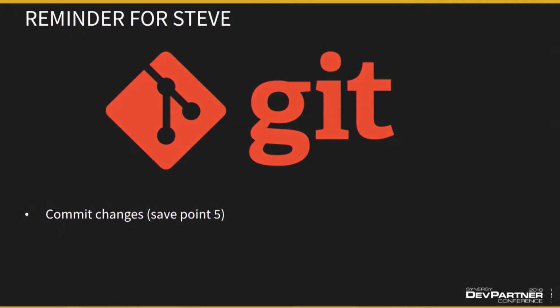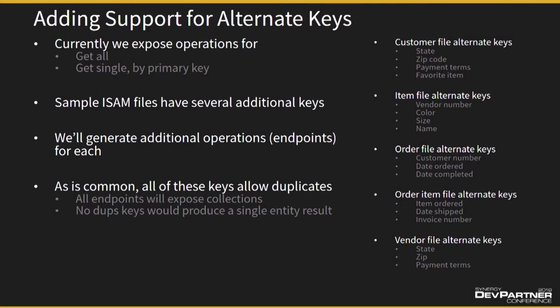All right, what's next? Now we're going to start getting into making our service do some additional stuff. So we're going to add support for alternate keys. So currently we're exposing 2 endpoints per entity. We're exposing getAll and getSingle by primary key. Okay? All of the sample ISAM files have several other keys. For example, customers have a key on state, zip code, payment terms, and favorite item. Item has vendor number, color, size, name, and so on. So what we're going to do is expose an OData endpoint to expose data by all of these alternate keys. Okay? So what we're going to be doing in this case is generating additional methods into our controllers, essentially.